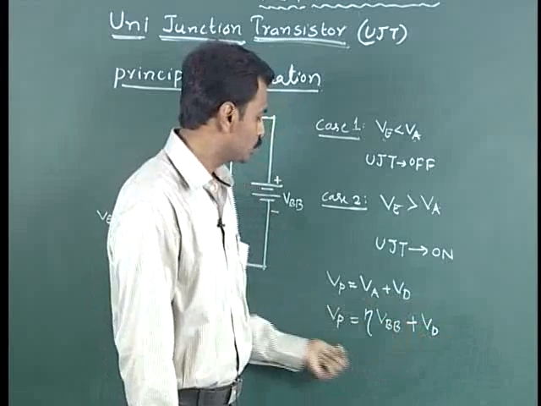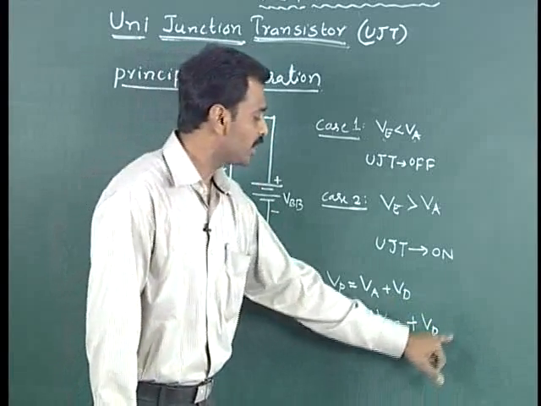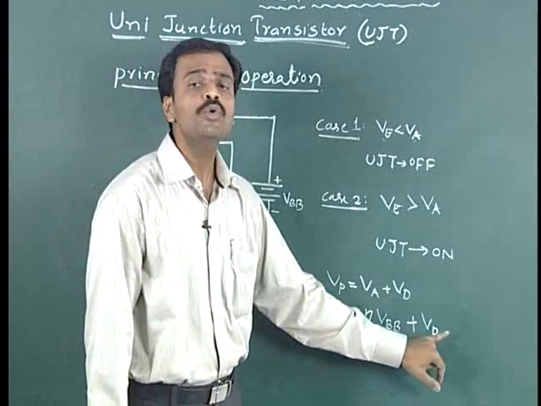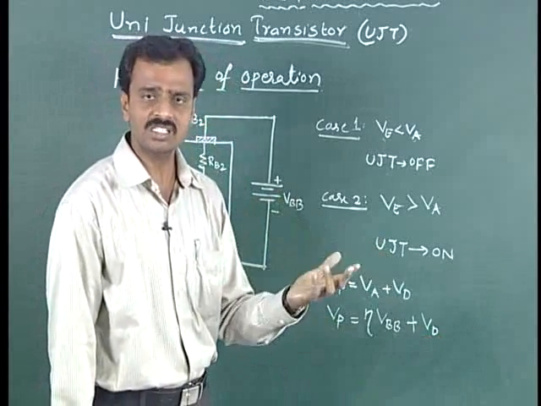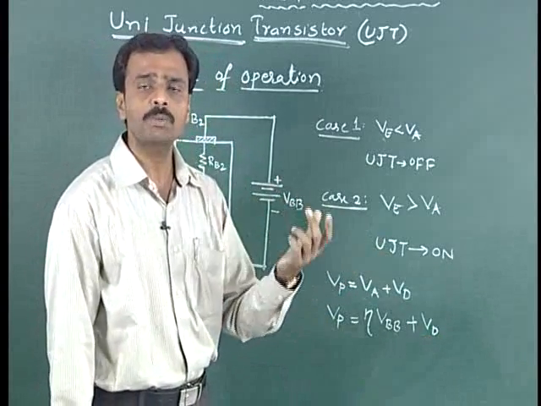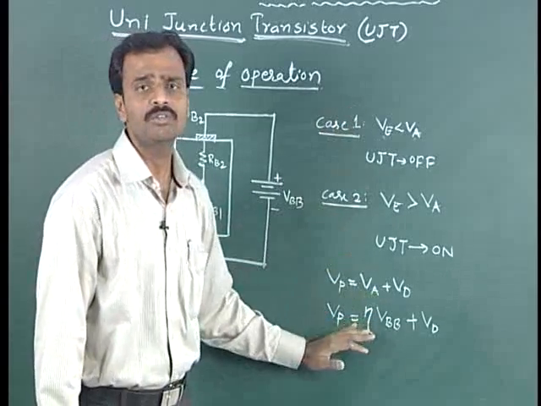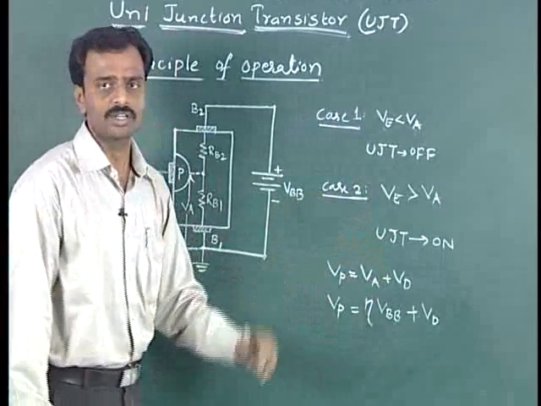which gives the total VP voltage, equal to the intrinsic standoff ratio times VBB plus VD. So this is how we can maintain the UJT in the on state and off state based upon the input voltages given to the device. So this is how we can operate the UJT in on state and off state.